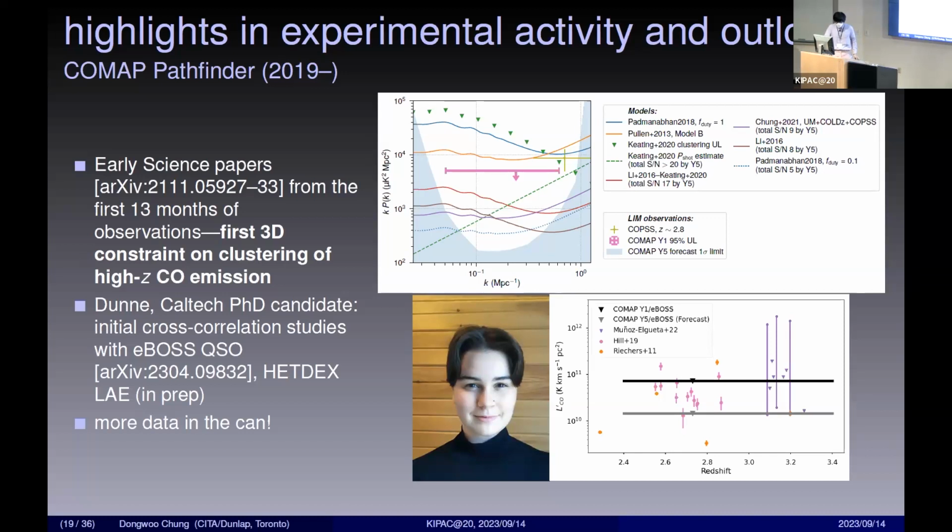So just to sizzle reel up the momentum that's been continuing from that initial impulse, the COMAP Pathfinder is still operating. We've got a series of initial early science papers out, including the first constraint on the CO power spectrum. The cross-correlation analyses that we wanted to do with COMAP are mostly with Lyman alpha emitters, but also quasars. Those are the main galaxies that are observed at redshift 3, which is our current target with COMAP. We have a PhD student at Caltech that's basically doing the analysis with real data that I was forecasting during my PhD. So that's pretty nice.